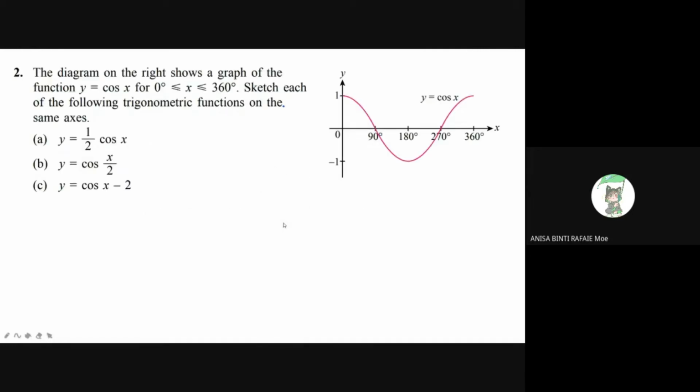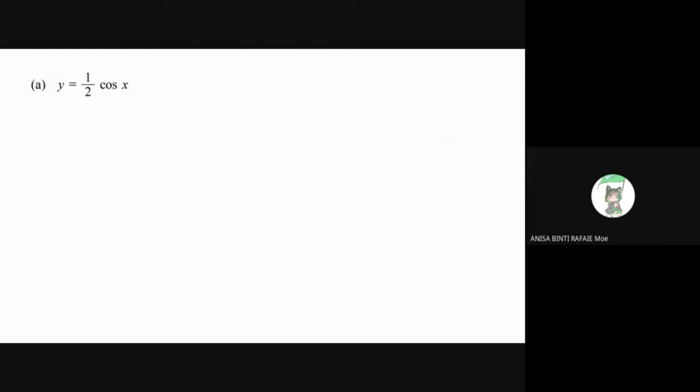Okay, question number 2. The diagram on the right shows the graph of the function y equals cos x for x greater than or equal to 0, less than or equal to 360 degrees. Sketch each of the following trigonometric functions on the same axis. So for number 2a, y equals 1 over 2 cos x.